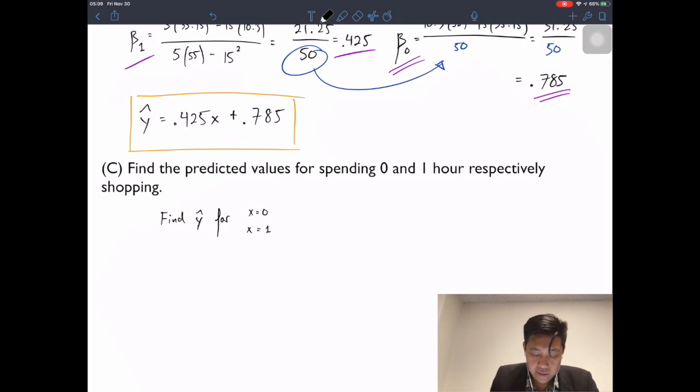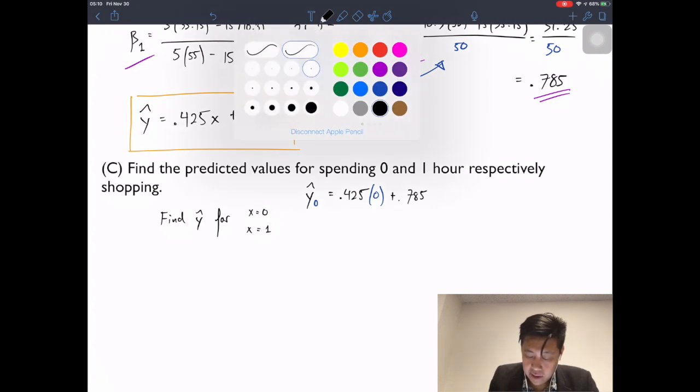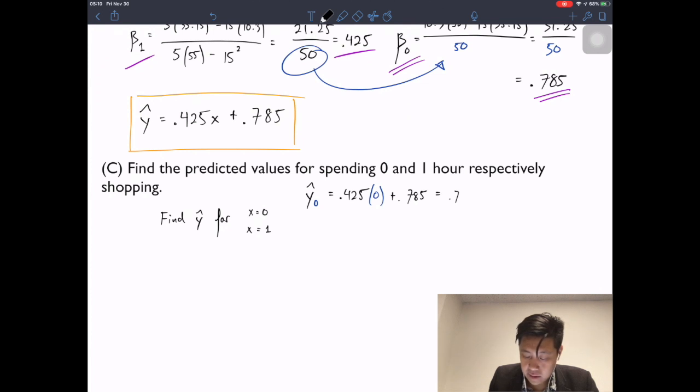So in our case, I'm going to write y hat 0 so that we know. Actually, I'll even put that in a different color. Y hat 0, because we're going to plug in 0 for x. And we get 0.425 times 0 plus 0.785. So of course you can do this and you get an answer of 0.785. But what I would tell students to do is write this in a point format so it's easier to recognize.